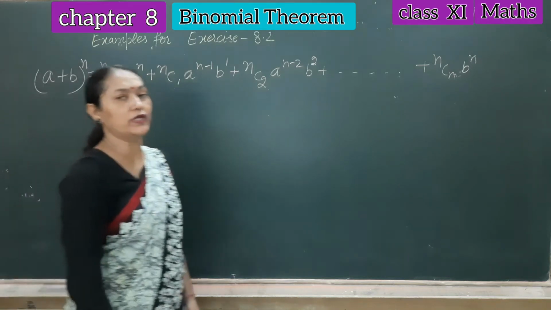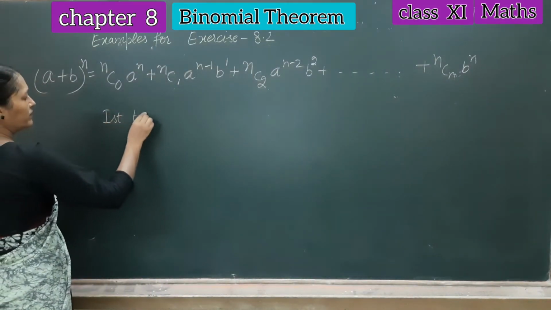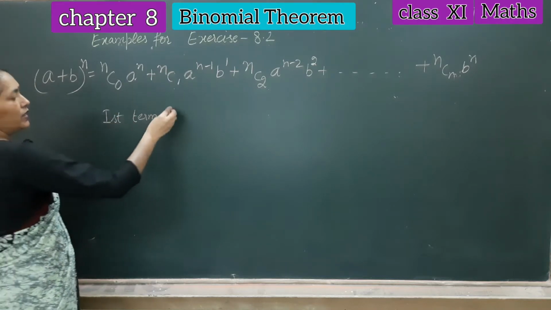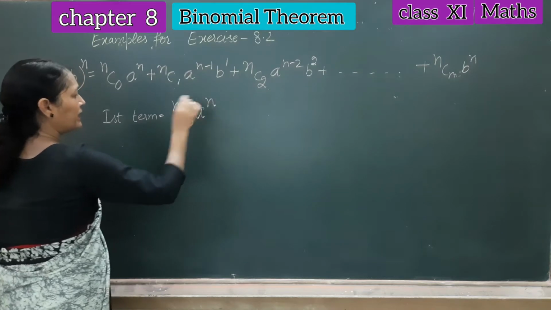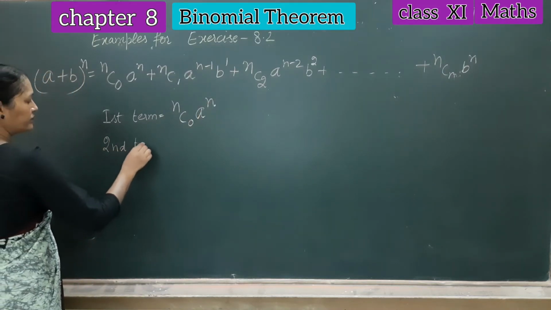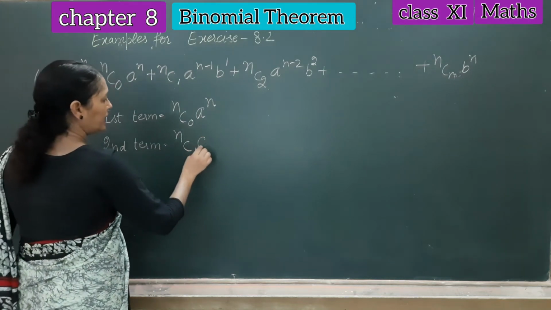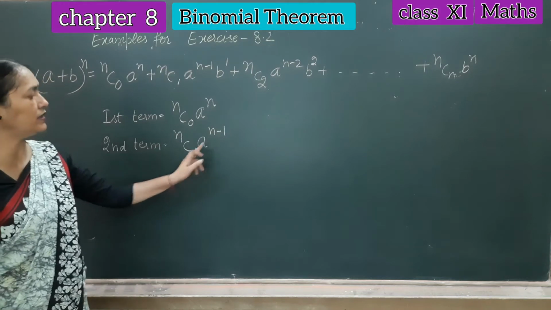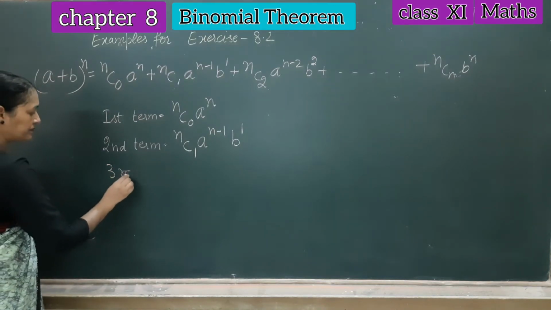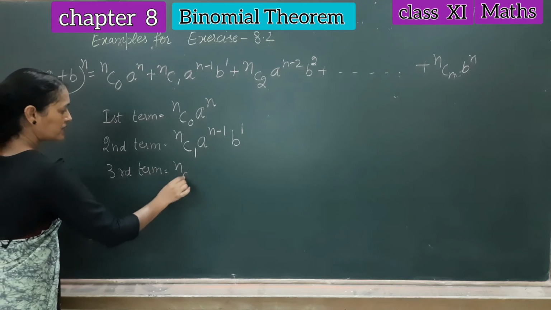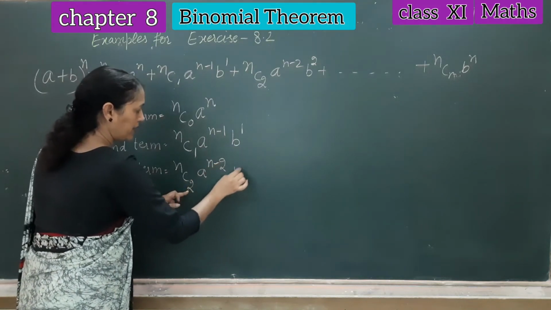If you observe this pattern carefully, when we write the first term, it is nC0, and a has power n, b has power 0. If I am writing the second term, it is nC1, and a will be n minus 1, and b will be 1. Then for the third term, nC2, a will be n minus 2 and b squared.